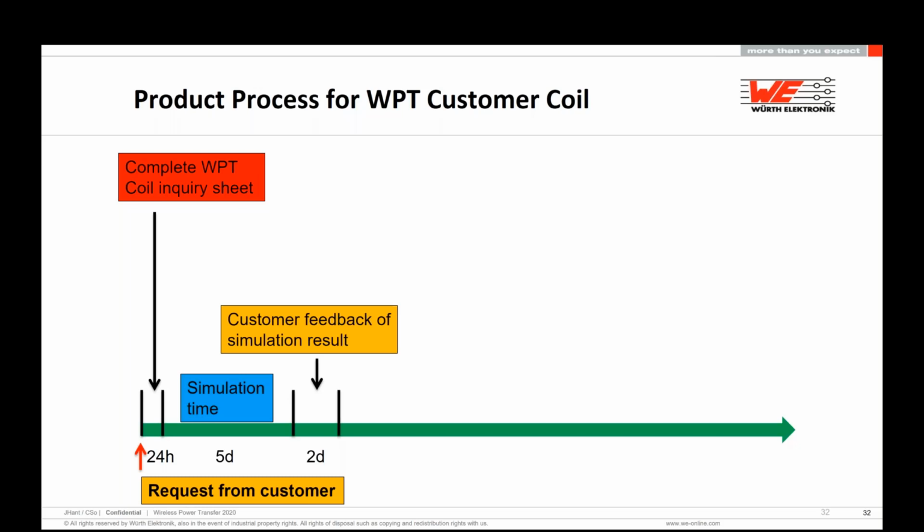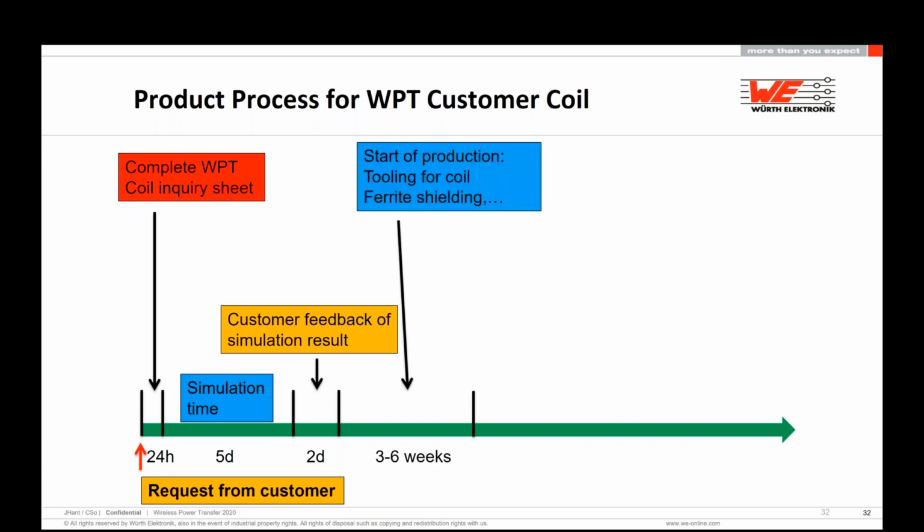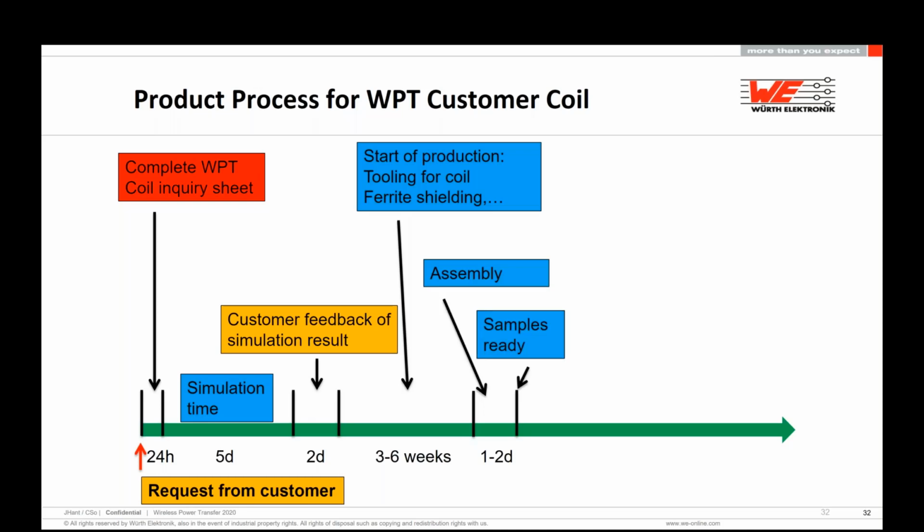Then you will get a feedback from our side and have time to evaluate, is this the correct solution in your system? If this is correct, we will go into the production of tooling, of ferrite shieldings, of the winding, of prototyping. All this depends on the complexity of the part itself. It's 3 to 6 weeks, could be less depending on if we can use, for example, toolings which are available. Then we do assembly and the samples will be ready.